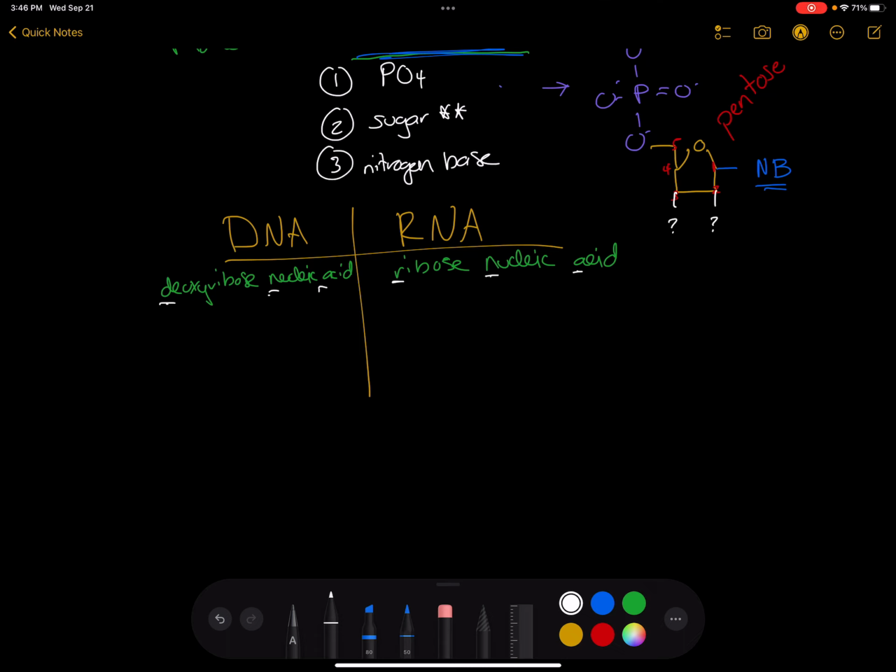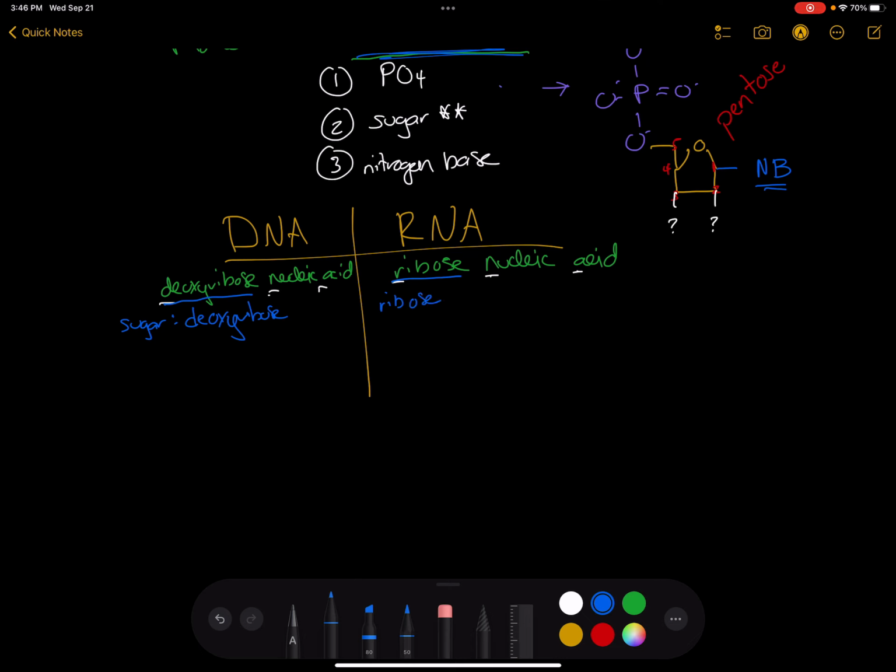So now that we know what that stands for, we can start kind of doing some differences between them. If I look at this first word, deoxyribose versus ribose, we should know what molecule that's referring to because it ends in ose. The thing that's referring to is the sugar. So the sugar in DNA is deoxyribose versus the sugar in RNA is just ribose.